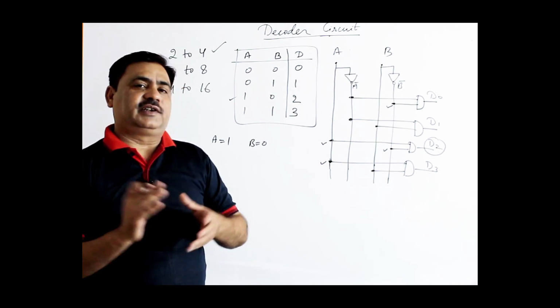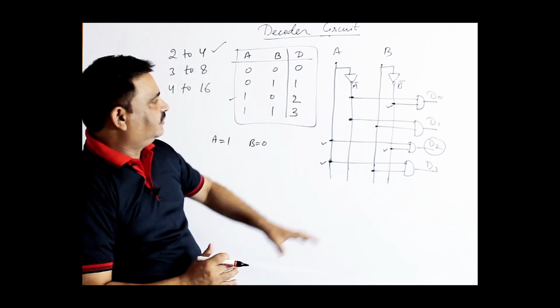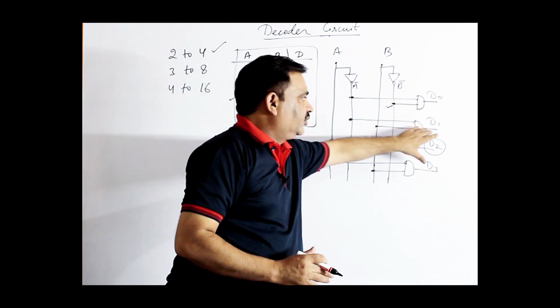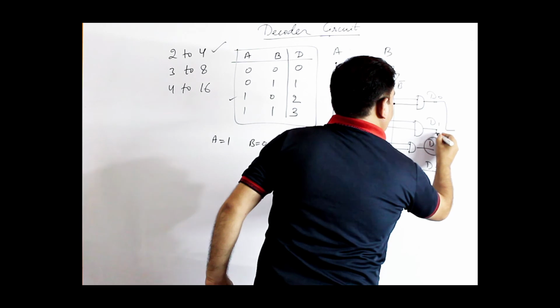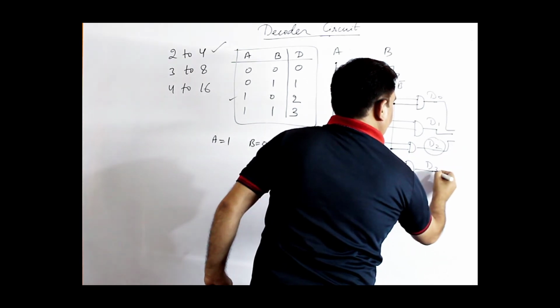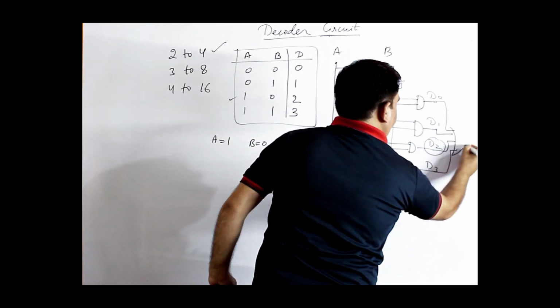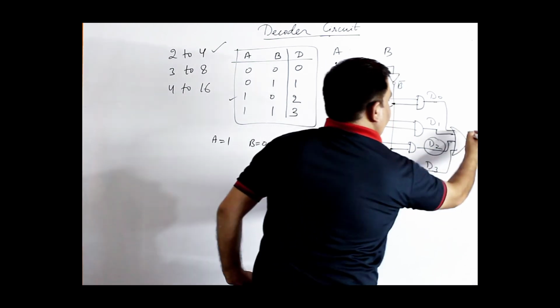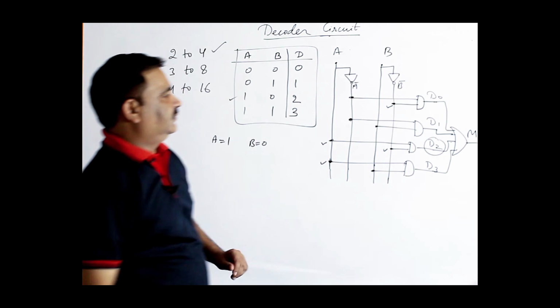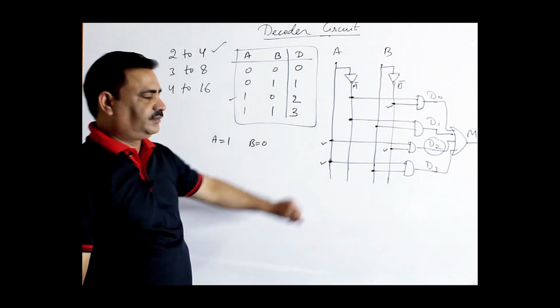But how to draw the circuit diagram of a multiplexer? There are 4 outputs, and these 4 outputs are combined with a single OR gate. This is the multiplexer. This is the circuit diagram of a multiplexer.